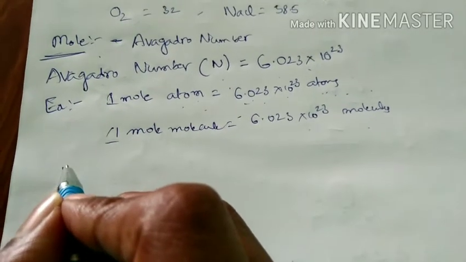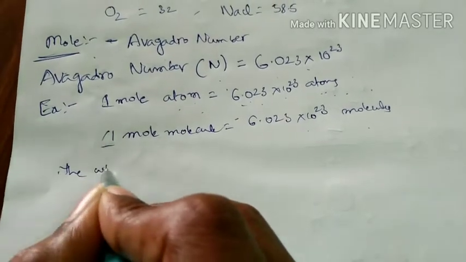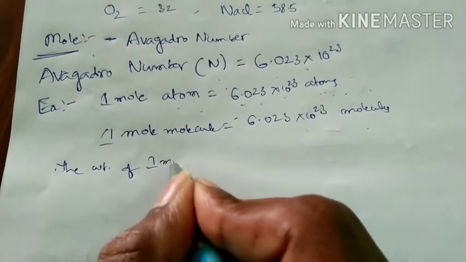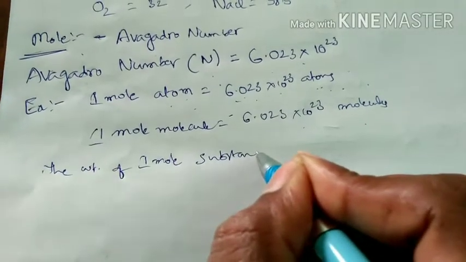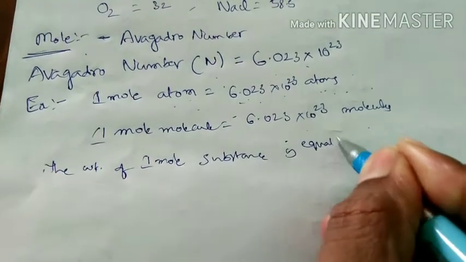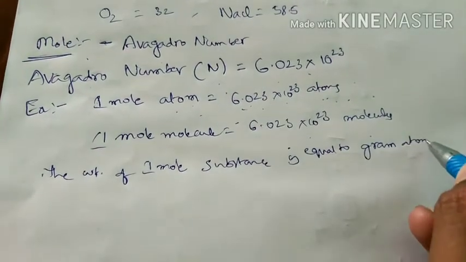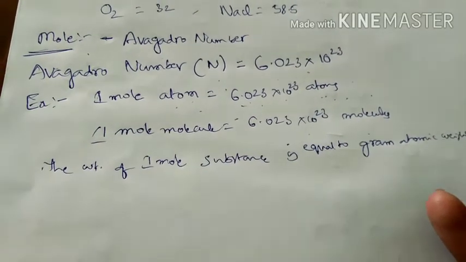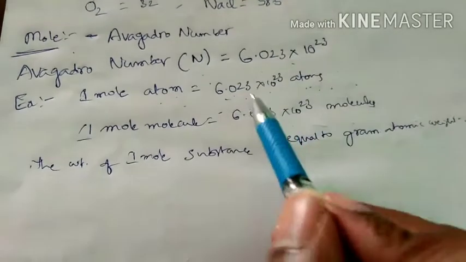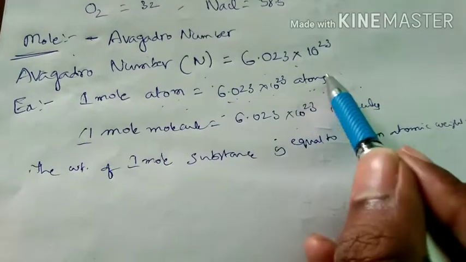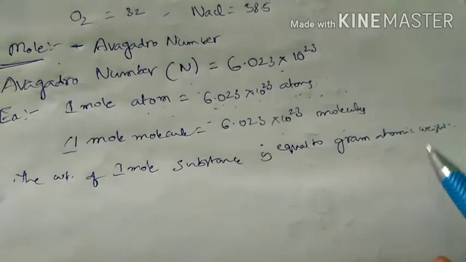The weight of 1 mole substance is equal to gram atomic weight. That means the weight of 1 mole, that means the weight of Avogadro number of atoms equal to how much? Gram atomic weight. We know atomic weight.